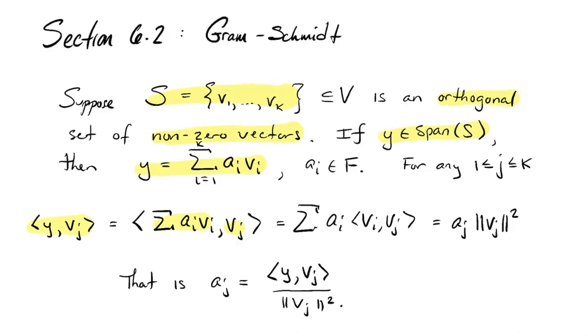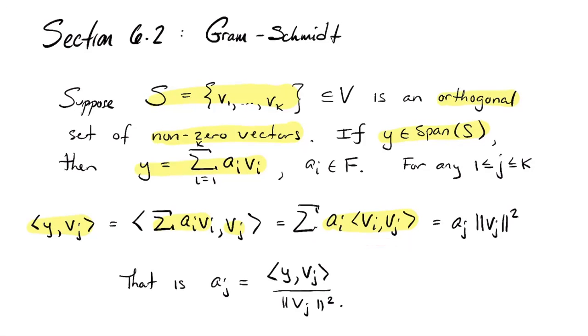The inner product is linear in the first coordinate, so I can push that sum through, pull out the scalars. But this is an orthogonal set. So if the indices i and j are not equal here, that term is 0. And if they are equal, well, then I get the length of Vj squared. Remember, Vj is a fixed vector, an element of S. So all the terms in this sum are 0 except for one of them, and that one non-zero term will be Aj times the length of Vj squared. And since we said Vj is not 0, I can divide both sides of that equation by the length of Vj squared to solve for Aj.